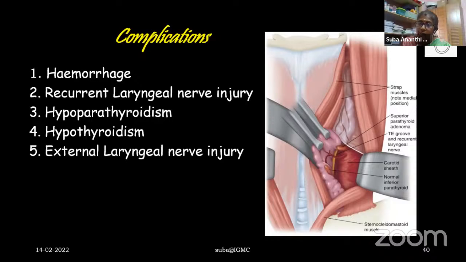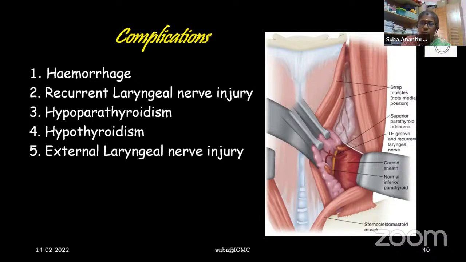As I've already told you, sternocleidomastoid is also highly vascular. So that will take care of its blood supply. So it should be re-implanted back into the sternocleidomastoid muscle. When they go for total thyroidectomy, it leads to hypothyroidism. Least complication is the external laryngeal nerve injury, which accompanies the superior thyroid artery.